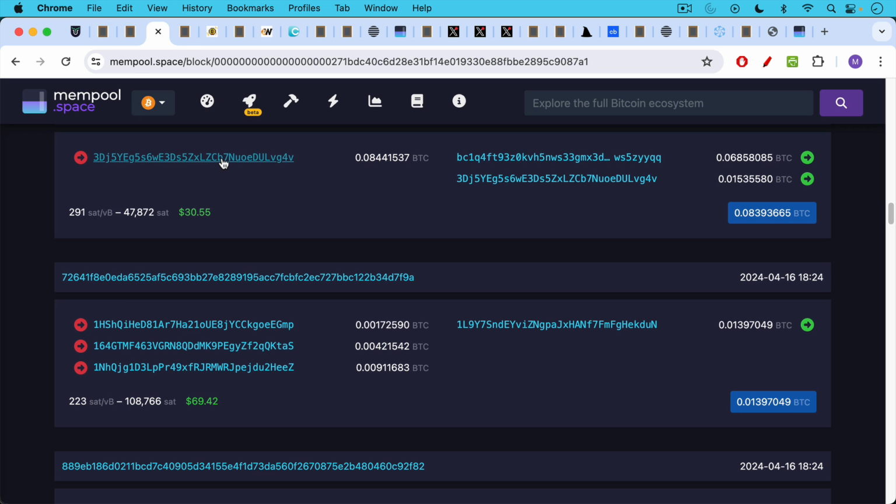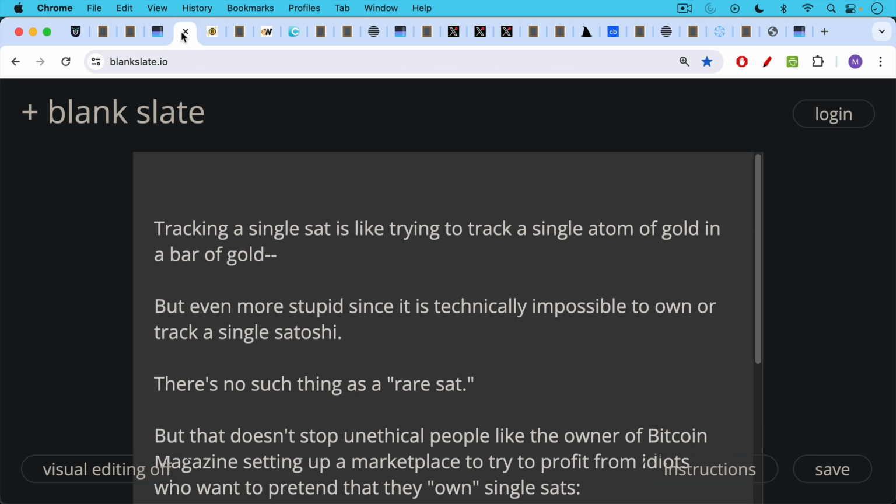It looks something like this on chain, where you have an input and you have two outputs. The second output in this case is sending change back to the original address. But what happens, this original UTXO here is completely destroyed, and then two new UTXOs are minted. So it really is an artificial construct to pretend that satoshis can be transferred. Tracking a single sat is like trying to track a single atom of gold in a bar of gold, but it's even more stupid since it is technically impossible to own or track a single satoshi.